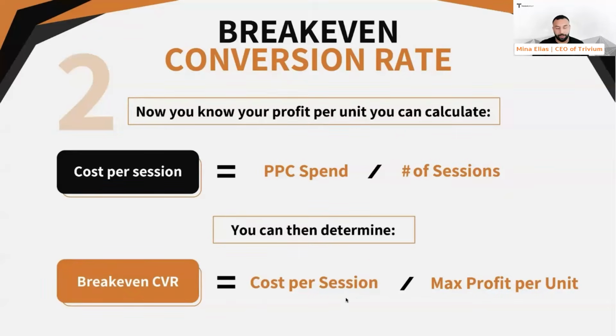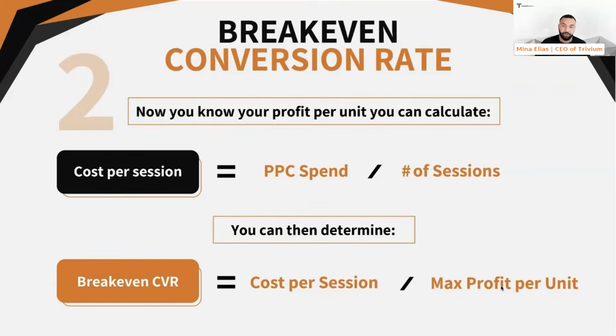Now, why do you want to drop your cost per session? Because break-even conversion rate, the percentage you need to break even, is your cost per session divided by your maximum profit per unit. So if your cost per session is $1, which means I spent $100 in PPC and I got 100 sessions to my listing, $1 per session, and my profit per unit is $10, so $10 profit per unit before ads.